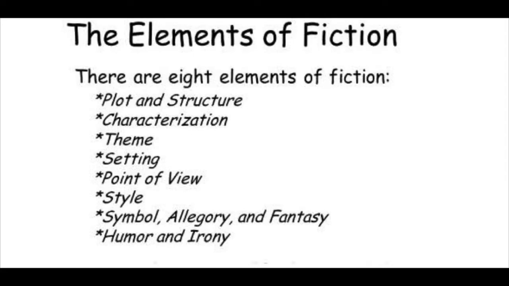elements? What are the elements of fiction? There are eight elements of fiction. First is plot, second is setting, third is character, fourth is style, fifth is symbol, then point of view, conflict, and themes. These eight elements are present in each and every novel, novella, short story, and book.